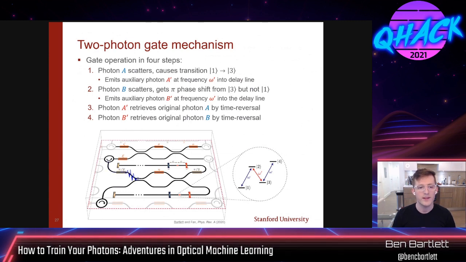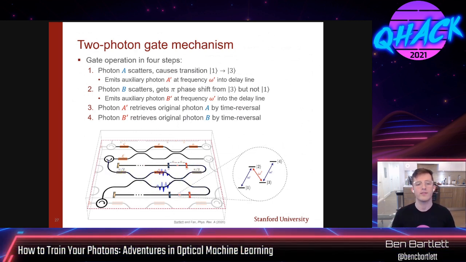So step 1 is photon A comes in and it scatters off of the atom, and it causes the state to transition from state 1 that the atom is initialized into to state 3. The second step is photon B comes in, and whatever part of the atom is in state 3, it gets a pi phase shift from, but not from the 1 state.